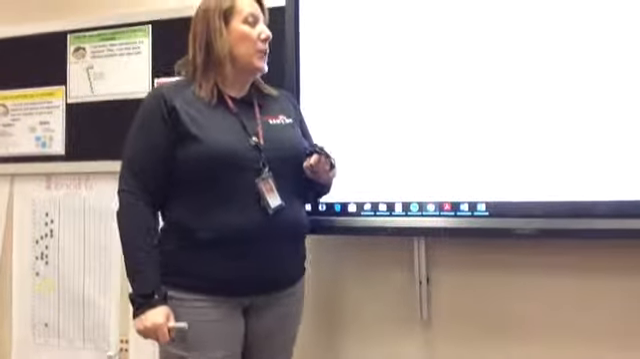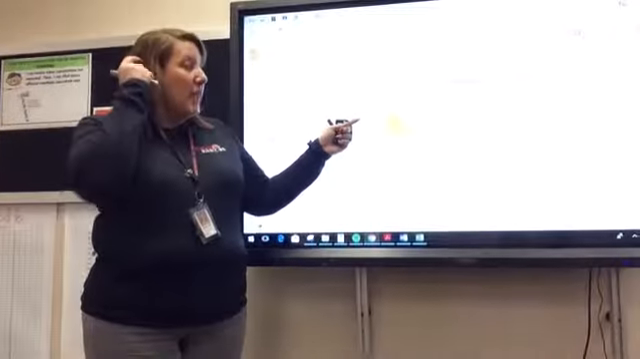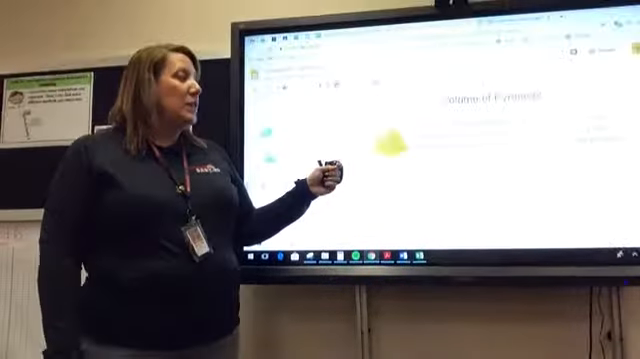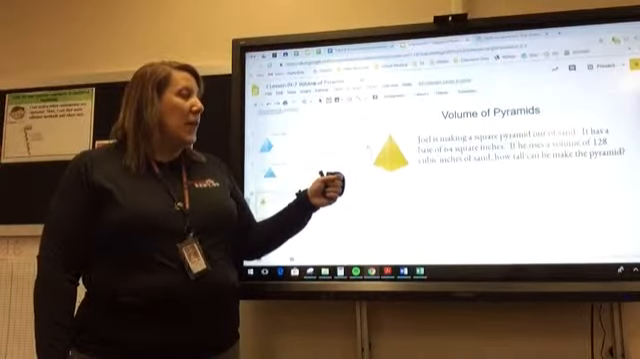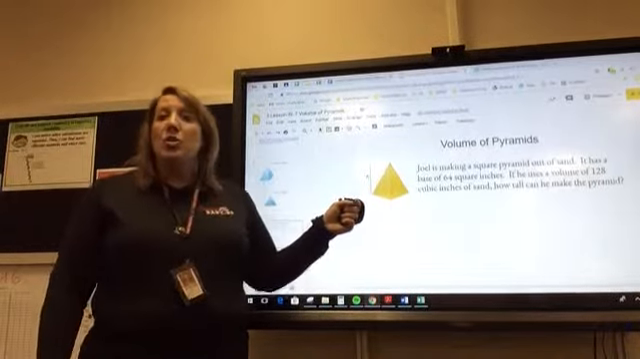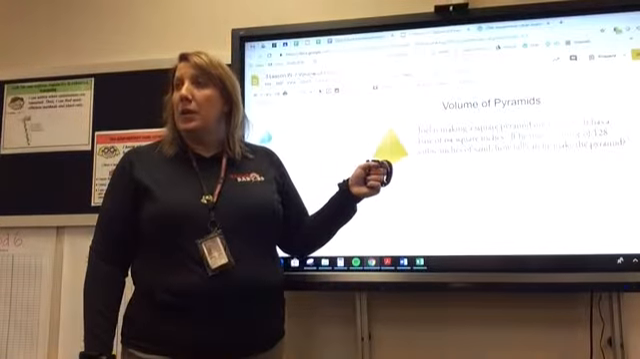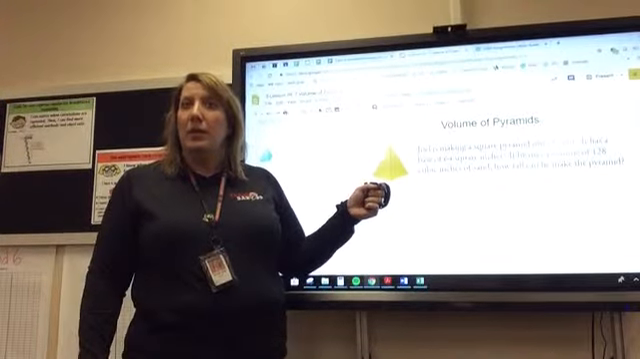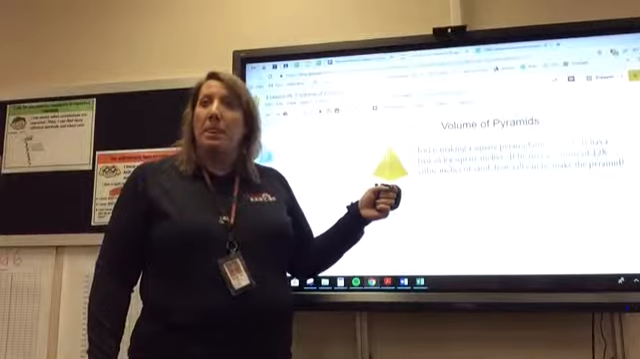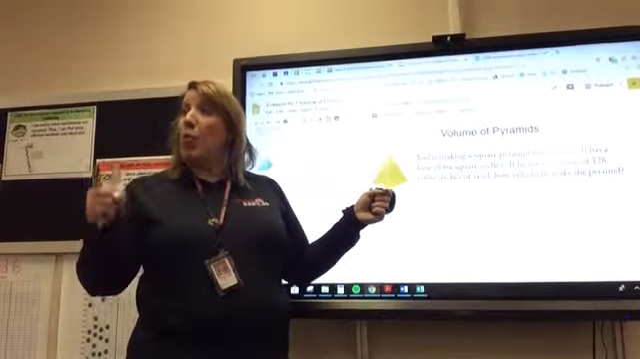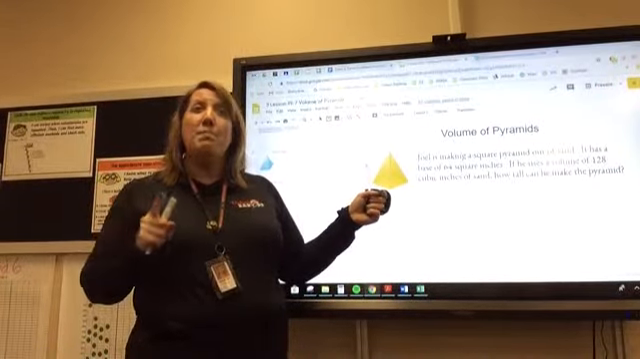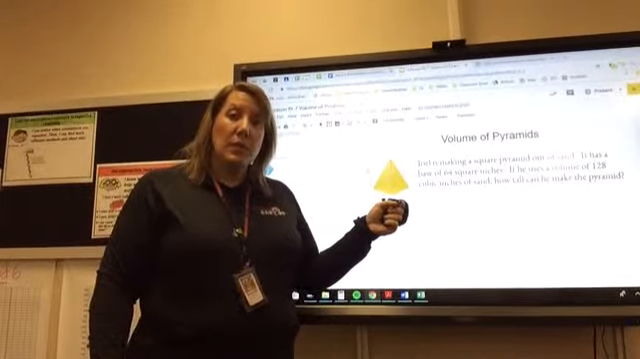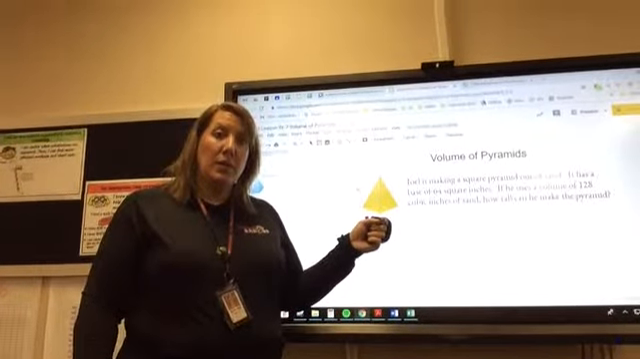Joel is making a square pyramid out of sand. It has a base of 64 inches. If he uses a volume of 128 cubic inches of sand, how tall can he make the pyramid? So what information do we have here that's telling us what map we need? It says it's a square pyramid, so we know what shape we have. So what map do we need for a square pyramid? V equals 1/3 S squared H.